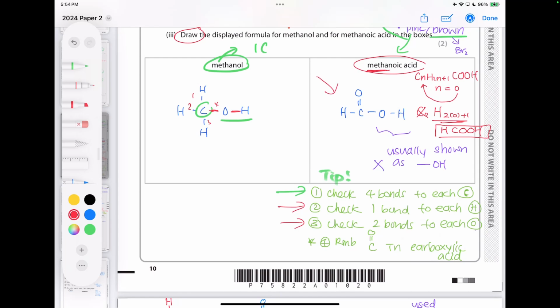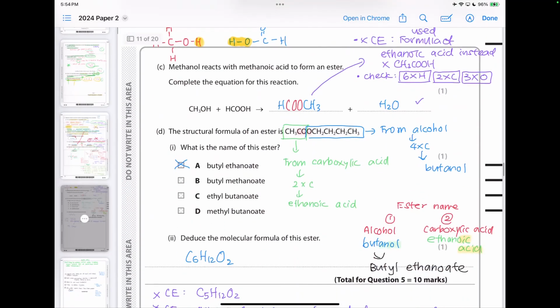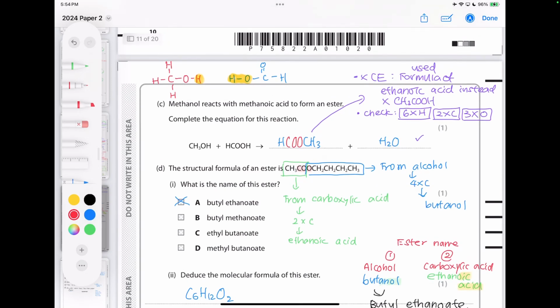But taking note that the functional group for carboxylic acid is this COOH with one of the O double bonded to the C. So you need to have this functional group clearly shown in methanoic acid. Okay, so that's our drawing for methanol and methanoic acid. And then we'll look at the next part of the question, which is going to dive into the production of ester.